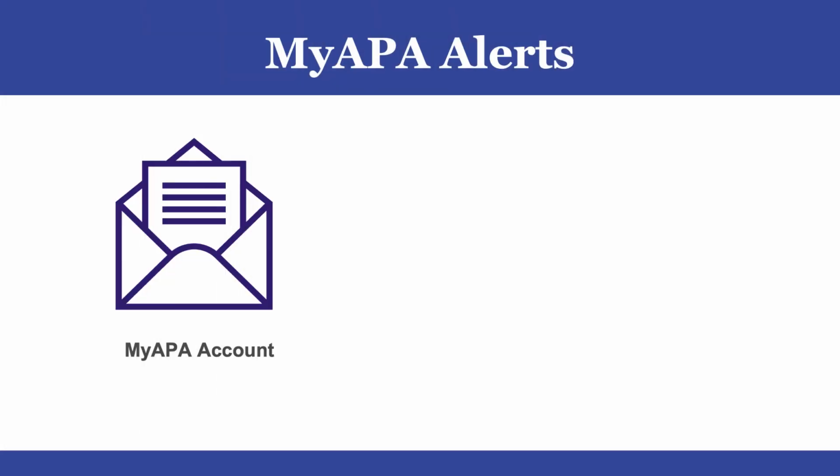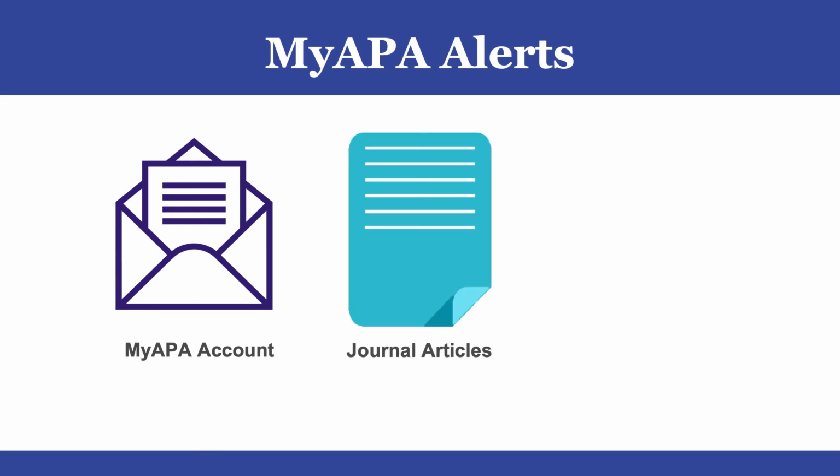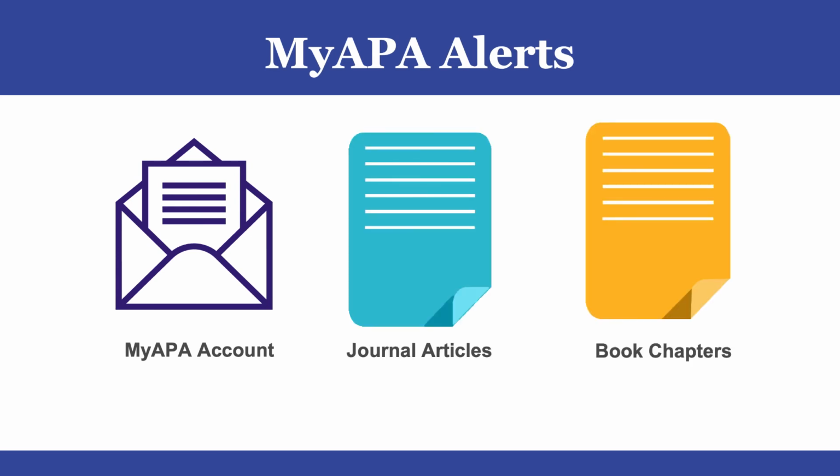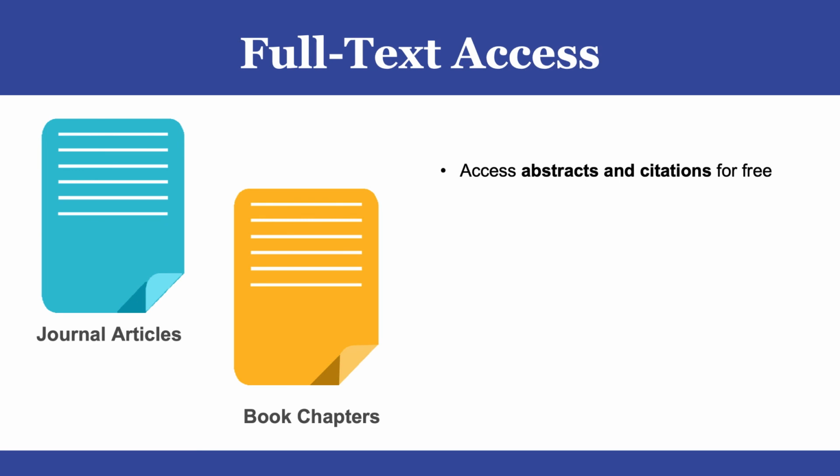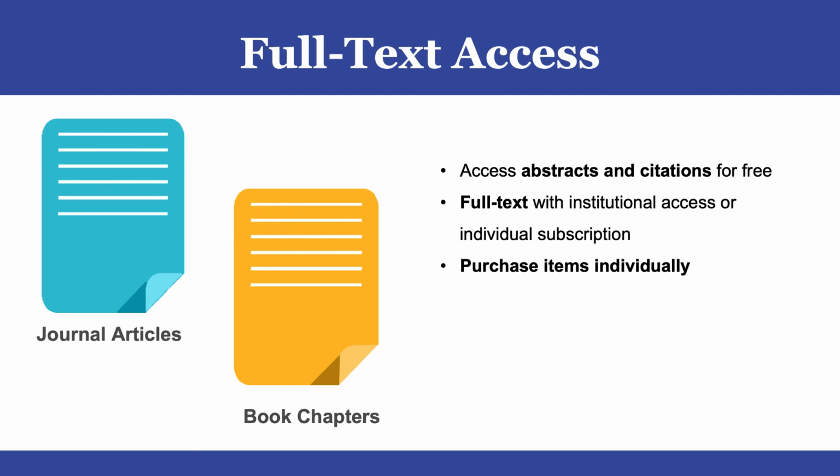The alerts that you set up will come to the email that's associated with your MyAPA account. Please be aware that some of these alert types will include links to items such as journal articles and book chapters from APA PsycNet. While you'll be able to look at the abstracts and citation information, you'll need access to APA PsycNet through an institution or through an individual subscription to open the full text. If you don't have access to APA PsycNet, you can purchase these items individually. Newsletters and news alerts include content that is freely available to the public.